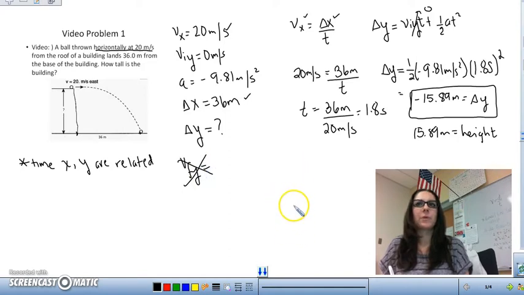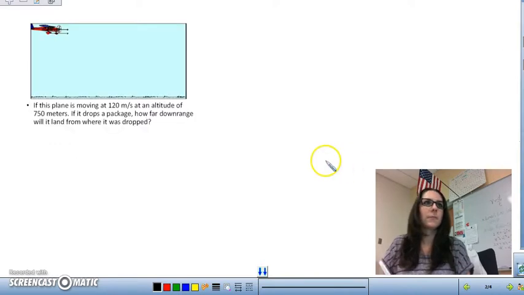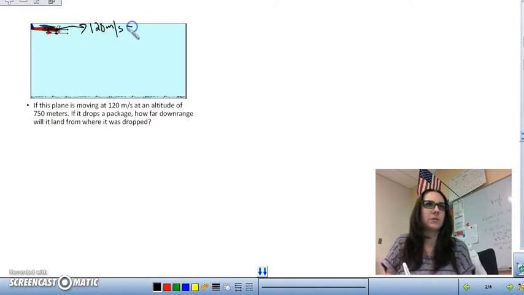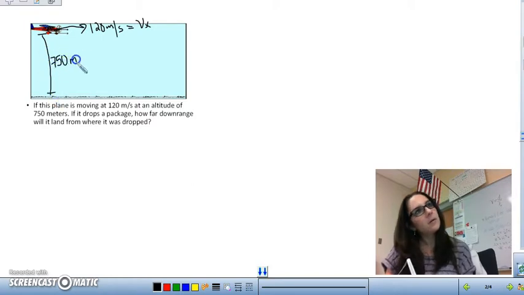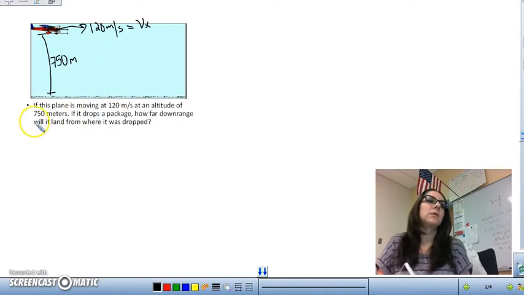So it's not helpful. But let's take a look at another problem that's very similar to this. Say this plane is moving at 120 meters per second. It's not very clear in the problem because this is a video problem, but in the video, if you see the slides, this is moving horizontally, so this corresponds to a Vx. And we know the altitude. If they refer to altitude, they're referring to this right here. That's this information.